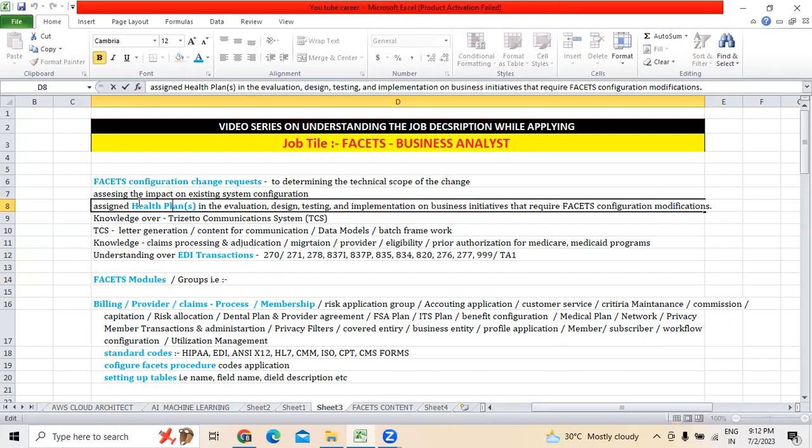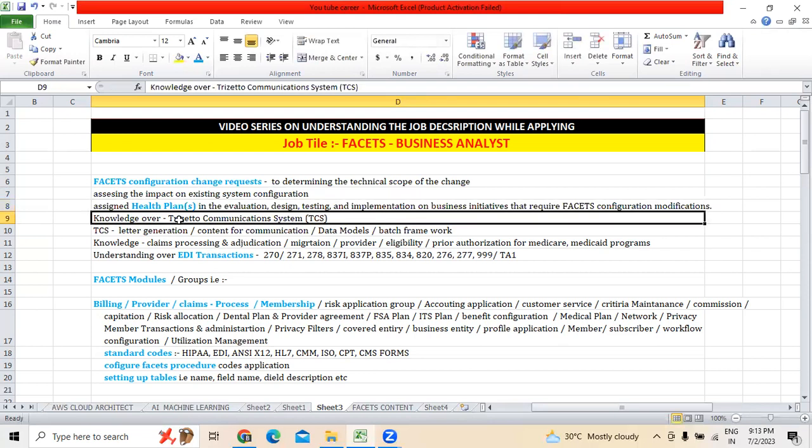At the same time, we must know about different health plans like Medicare and Medicaid programs. We have to evaluate, design, test and implement in reference to the business initiatives of the configuration of the applications, because Medicare is a plan provided for everyone, whereas Medicaid is provided to low income group people. Medicare is controlled by the federal government, whereas Medicaid is controlled by the state governments, but everything comes under CMS, the Centers for Medicare and Medicaid Services. They take care of all the programs, and whatever changes happen at regular intervals should be known to a BA well.